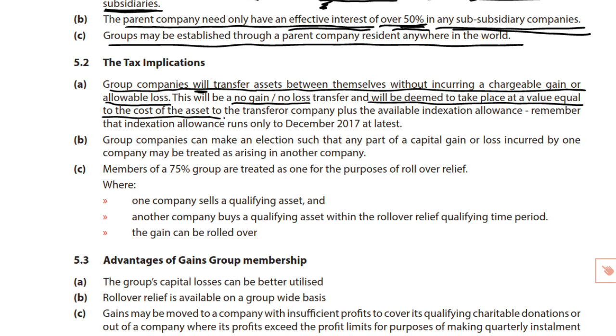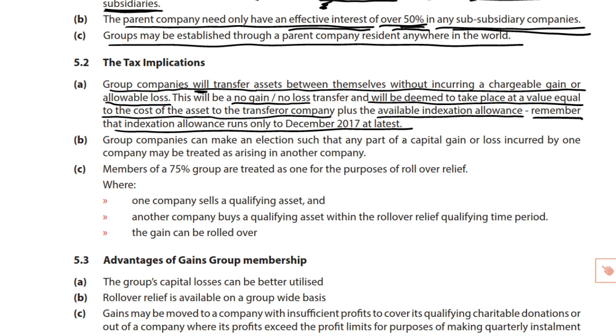So the cost of the asset to the transferor company plus the available indexation allowance, but remembering, of course, that indexation allowance runs only to December 17 at latest. So if the costs that we're talking about were incurred post-December 17, there is no indexation allowance on any cost incurred post-December 17, so from January 18 onwards.